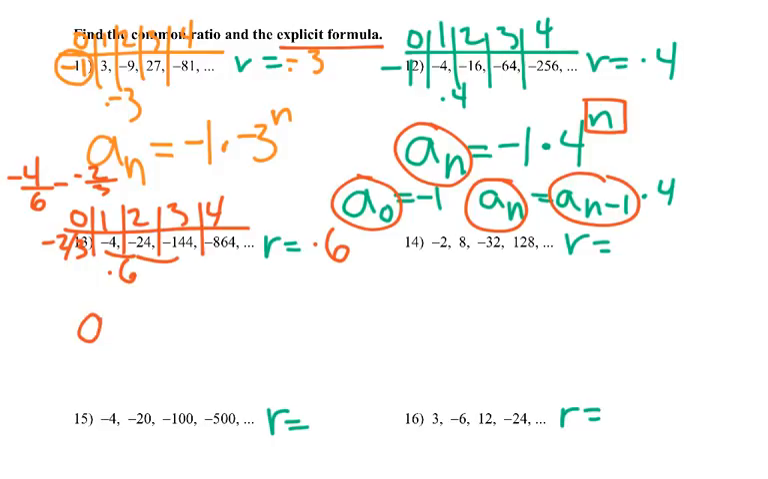So, as an equation, a sub n equals my starting number, negative 2/3, times that common ratio, 6, and then because it's multiplying by 6 every single time, we take it to the n.